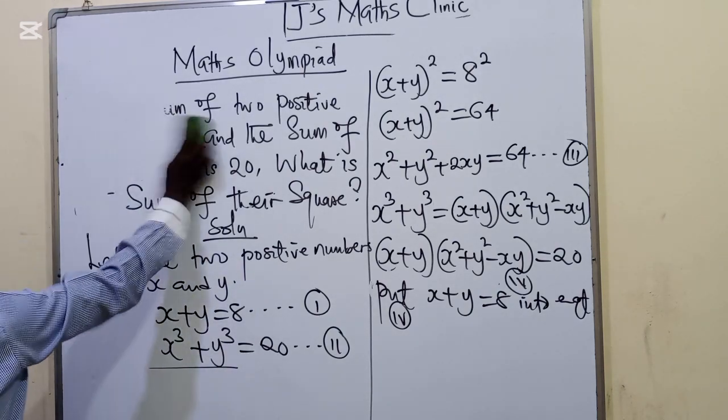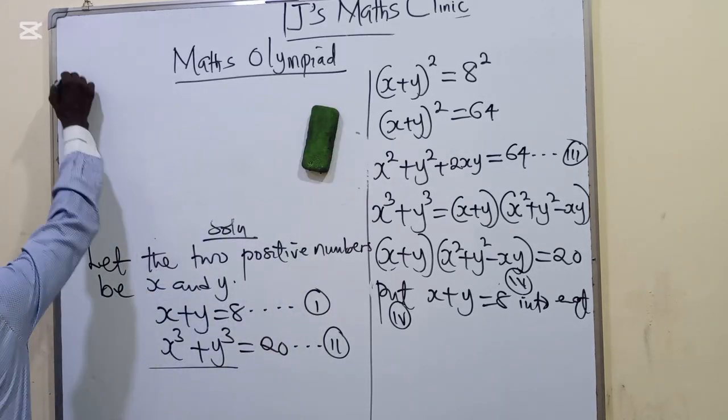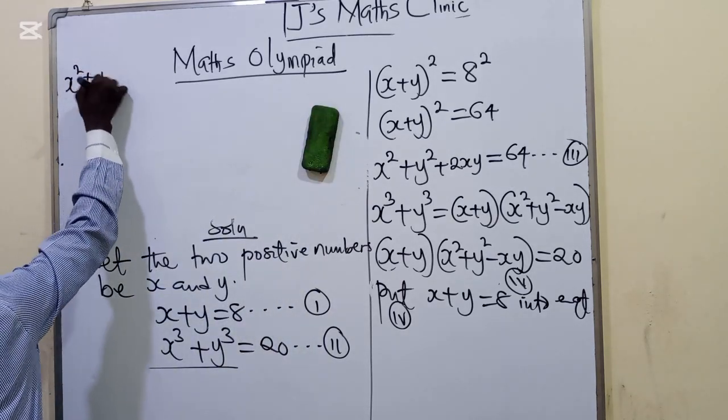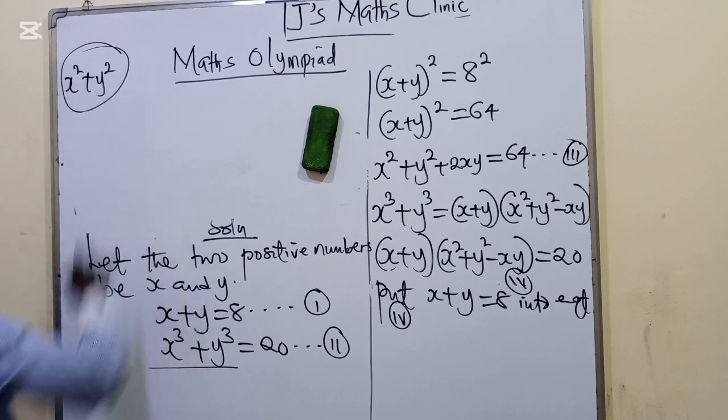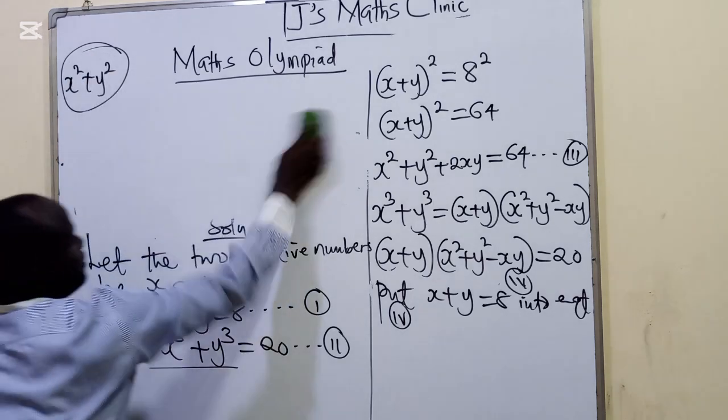Let's clean here. Let's remove the question. We're looking for the sum of the squares. What we're actually looking for is x squared plus y squared. That's the sum of their squares.